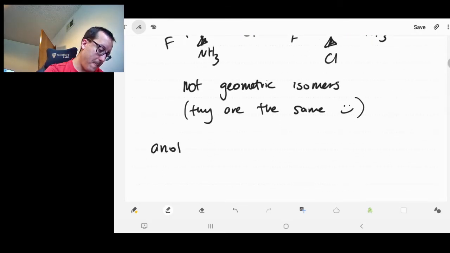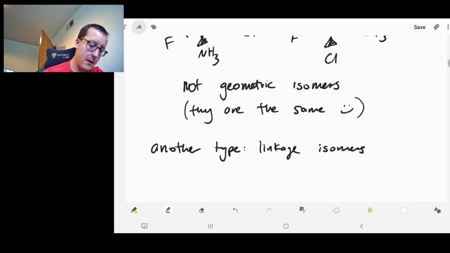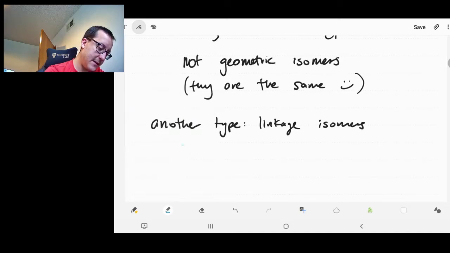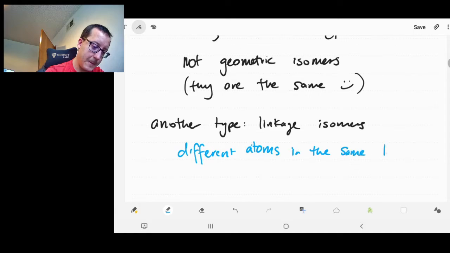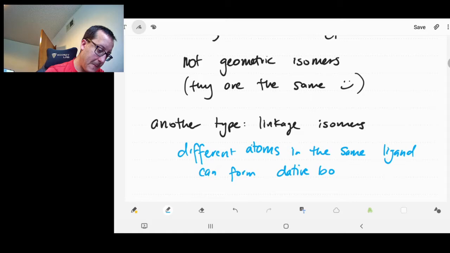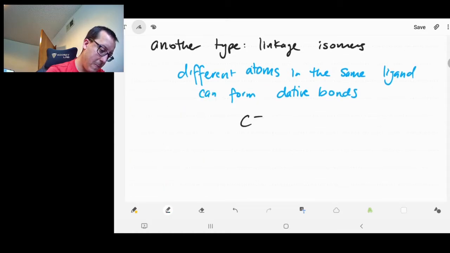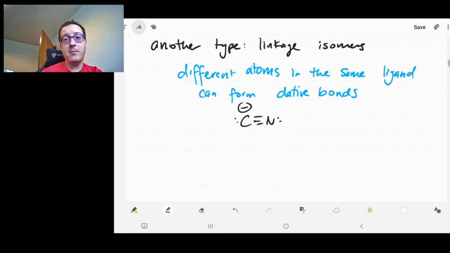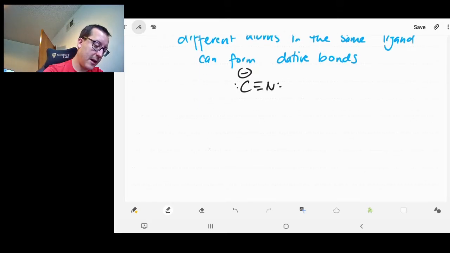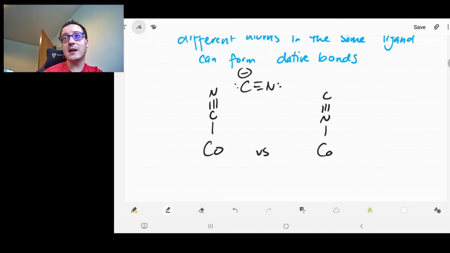Another type we have, though, are what are called linkage isomers. And these will be ones where you'll have different atoms in the same ligand that can form the dative bonds. For example, if we take a look at cyanide, we of course have the minus charge here, we could bond to a metal from either side of this molecule, or ion, right? We could say, okay, here's our cobalt or whatever, and we're going to connect it to the carbon side. However, if it just so happened, we could end up connecting it to the nitrogen side instead.